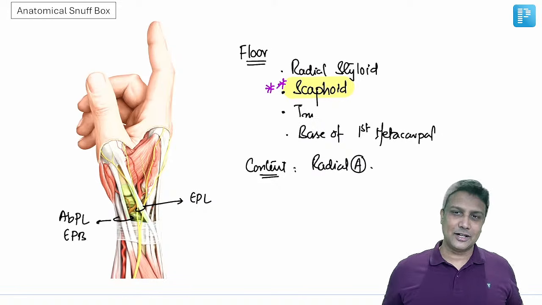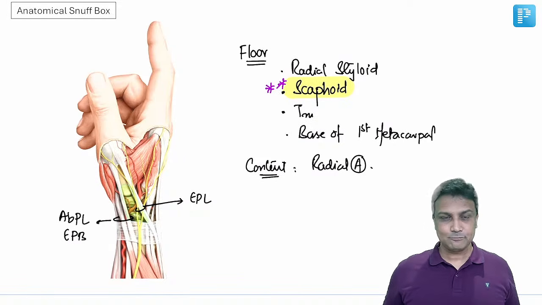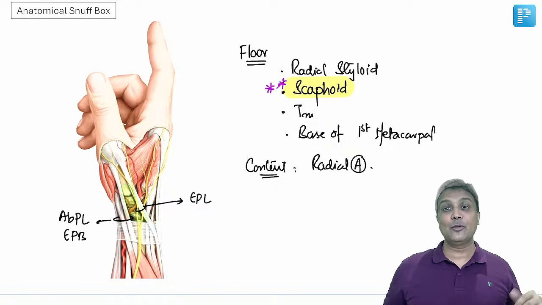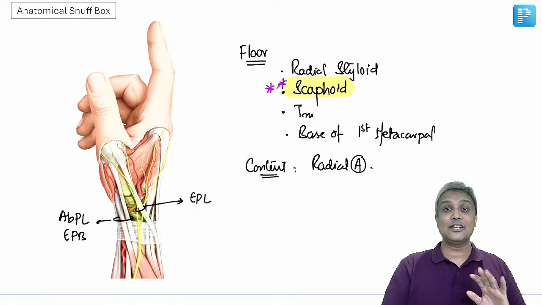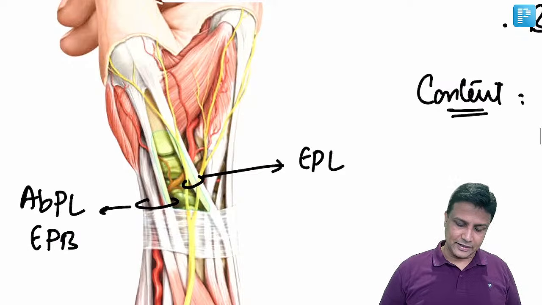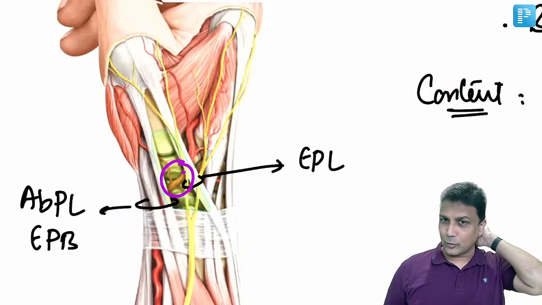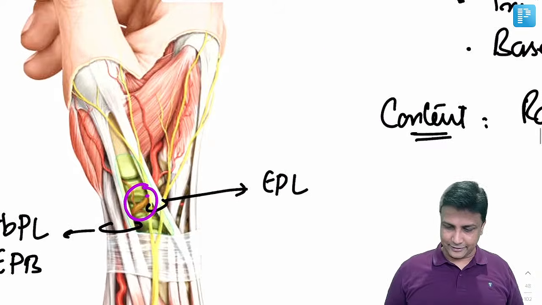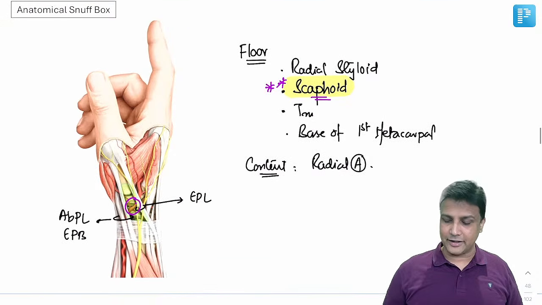A person comes to the clinic after falling on the outstretched arm. A person falls on the outstretched arm. And then he comes to the clinic with the pain in the anatomical snuff box. The pain is due to fracture of which bone? Of course, the most commonly fractured will be scaphoid. And what is the content of the anatomical snuff box? You are able to see here very clearly. There is an artery here, and that artery will be the radial artery. Please be careful. I'm telling you radial artery, not the nerve.